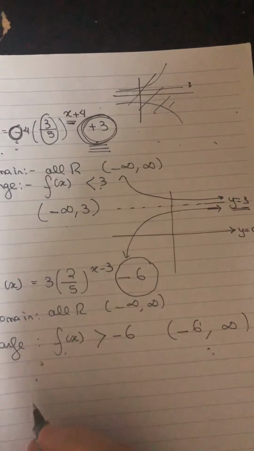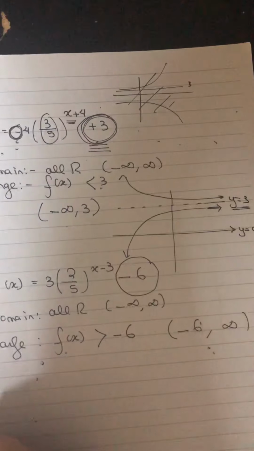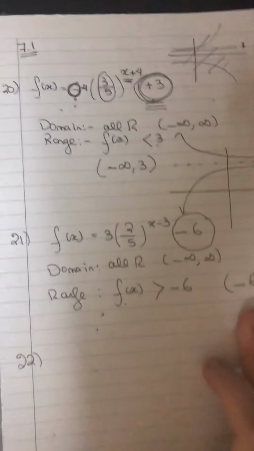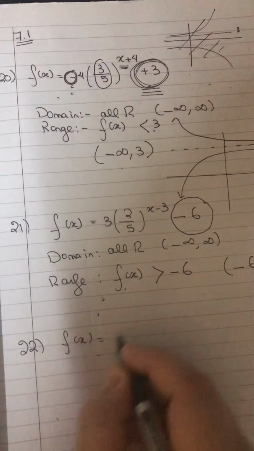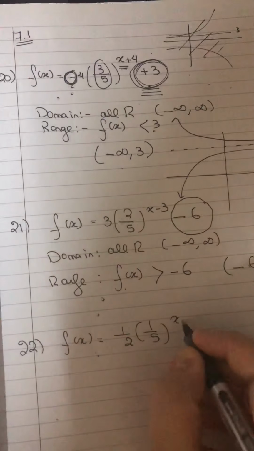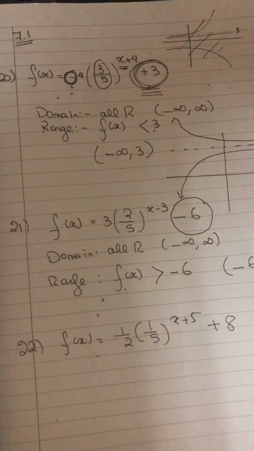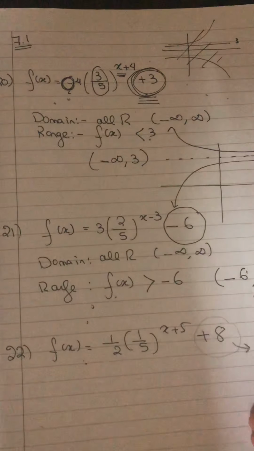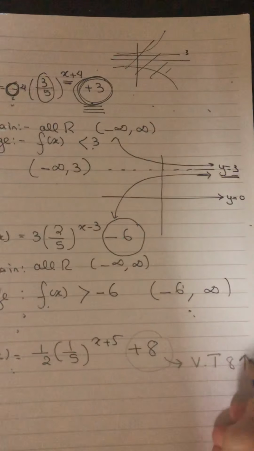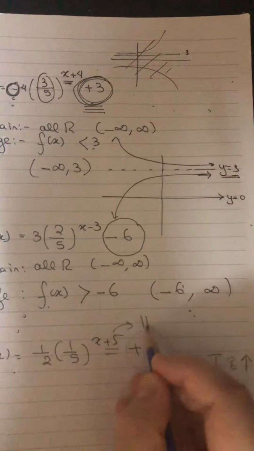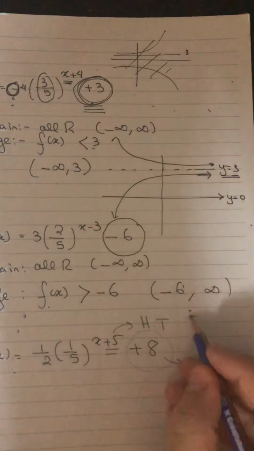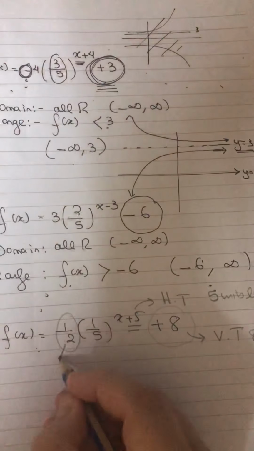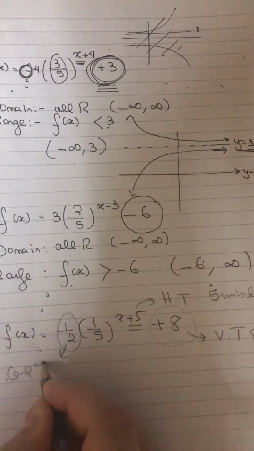Okay? For example, let's say question number 22. Okay, here's the camera. f of x is equal to half times 1 over 5 to the power of x plus 5, plus 8. Okay, let's discuss the translations. Also, sometimes we have these questions in the test. Plus 8 is a vertical translation 8 units up. This plus 5 is a horizontal translation or phase shift 5 units left. Okay, this half is outside, it causes vertical compression.